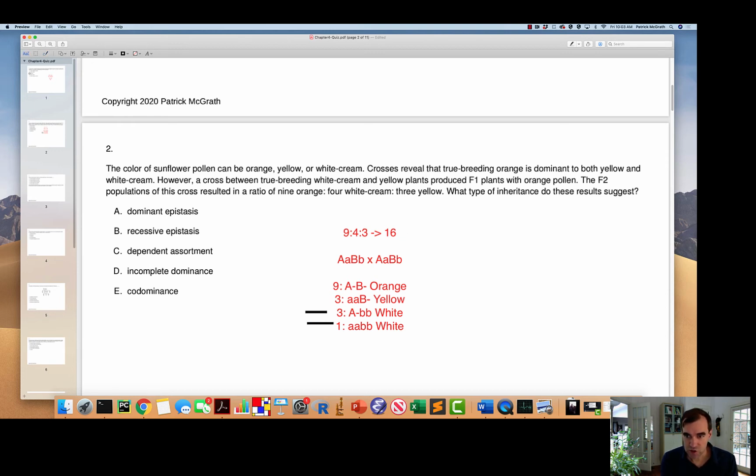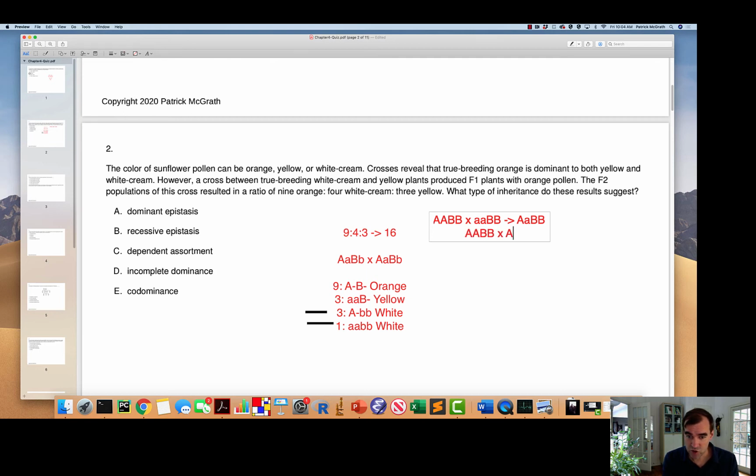A true breeding orange, that would be this, crossed to a true breeding yellow, that would be this. We know that all of the offspring would have that genotype, and that genotype, according to this relationship, is orange. Okay, that makes sense. So now let's do the next one. Is it orange crossed with white cream? There are 2 different ways that can occur.